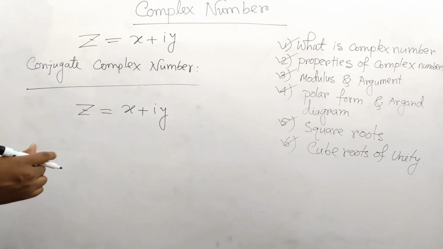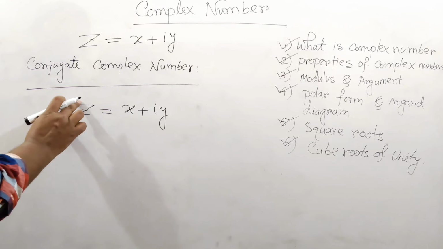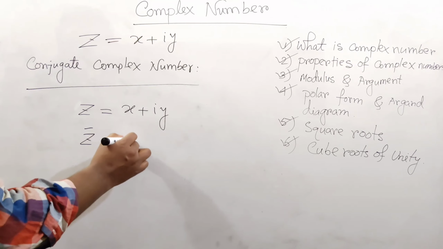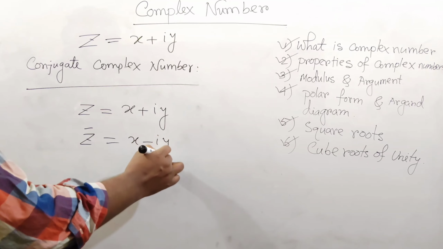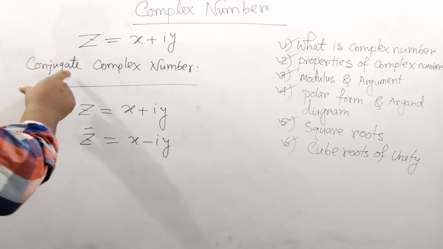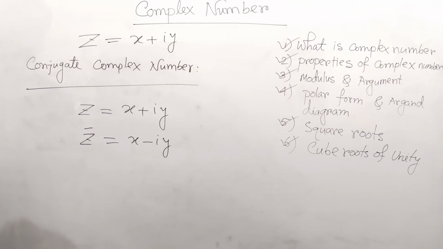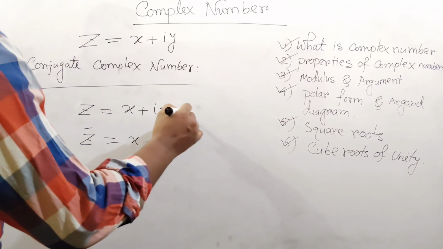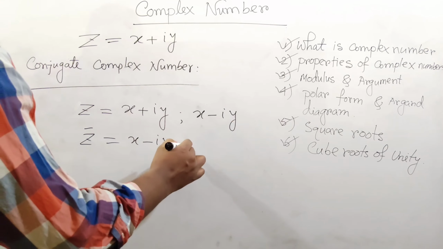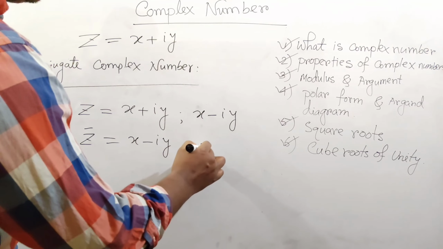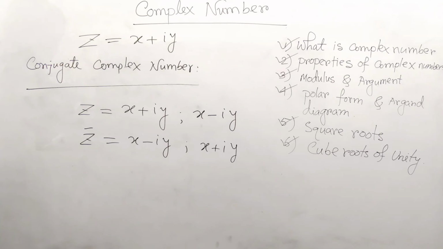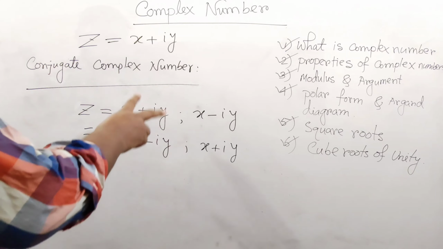If the question asks you to write the conjugate complex number, then you can write it like that, z bar, that is x minus iy. That means the opposite of the given complex number is called the conjugate complex number. So if it is given as x minus iy, the conjugate of this complex number should be x plus iy. In these two conjugate numbers we can conclude two things.